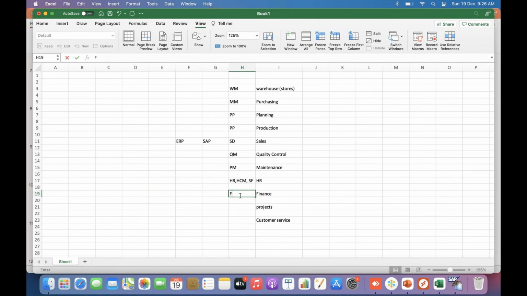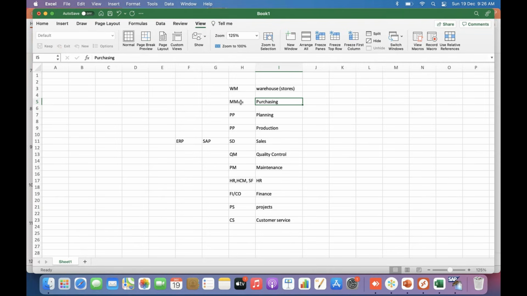FICO, financial accounting and controlling. And projects department people will use a module called PS, project systems. And customer service people, the customer service module, CS. Basically, functional modules will take care of the business processes, industry business processes. To execute their day-to-day business functions, they will use these modules.